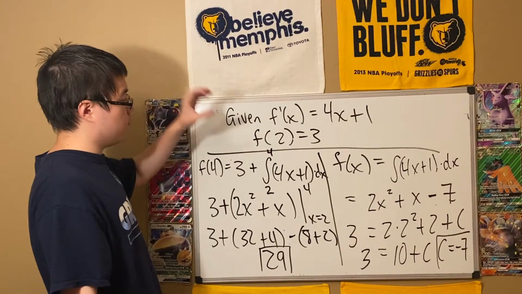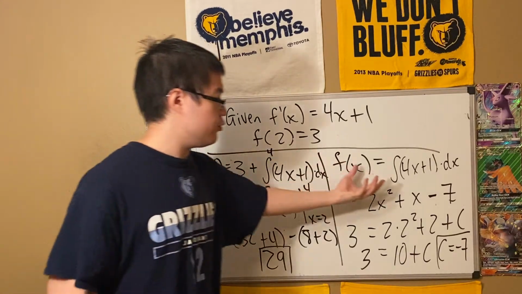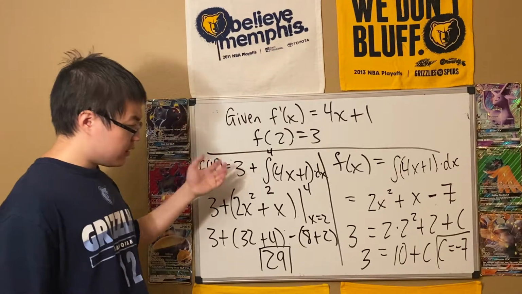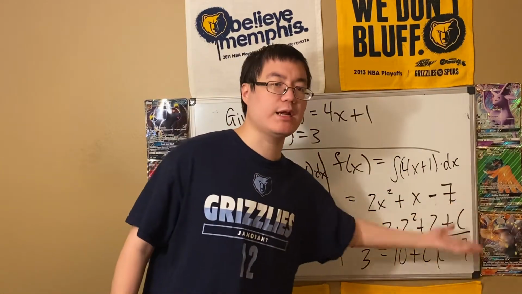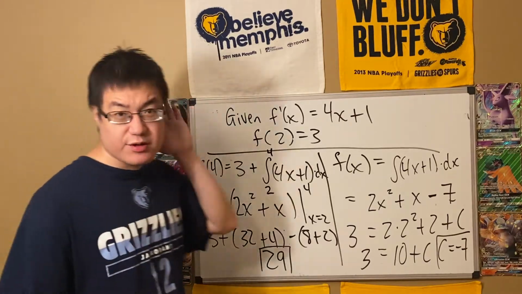Given derivative, given point, no matter what question you're doing, you're using the given point at the beginning. For this one, you use it at the beginning. For this one, what you do is you use it at the end. But you always use both of these pieces of information. You need to listen very carefully.